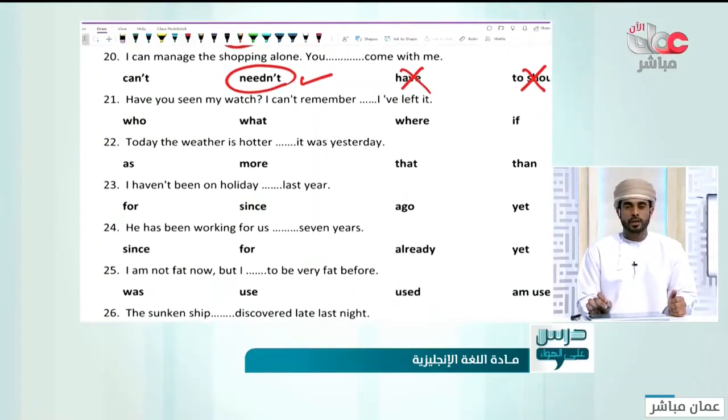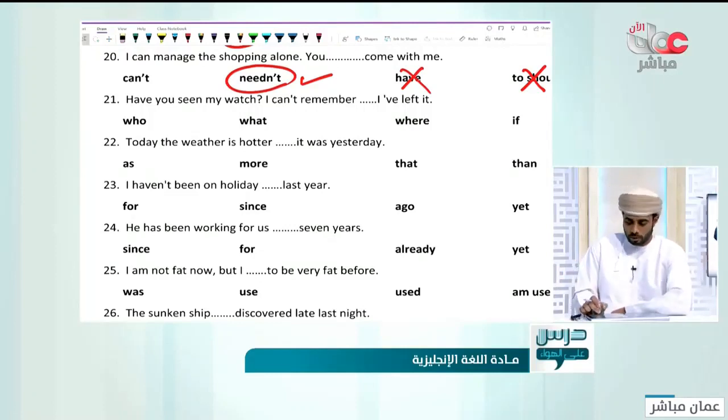What does needn't mean here? Needn't means that you don't need to. There is no need to come with me. It is okay not to come with me. It's really different from saying you cannot come with me. If I said you cannot come with me, it means that I'm preventing you from coming with me. I'm not allowing you to come with me. But needn't means there's no need. I know you can come with me, but there is no need to. Nice.